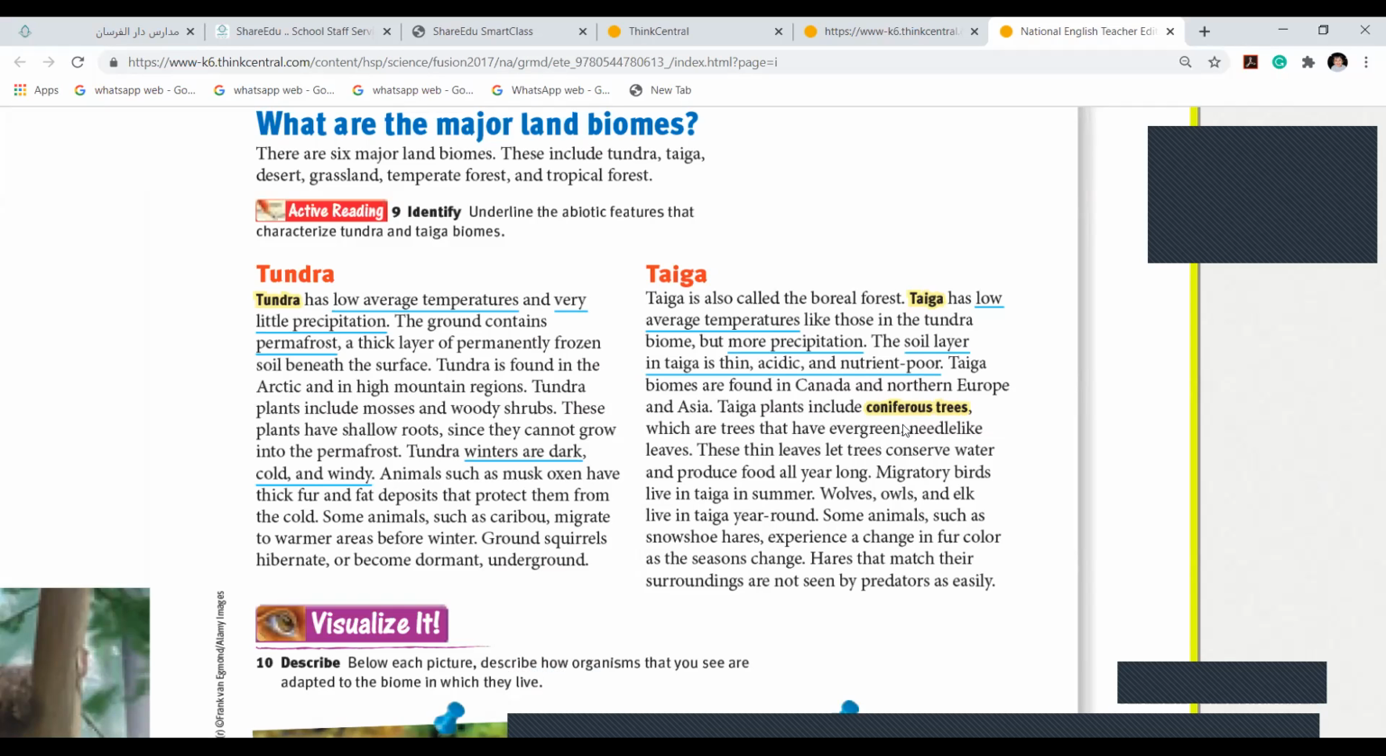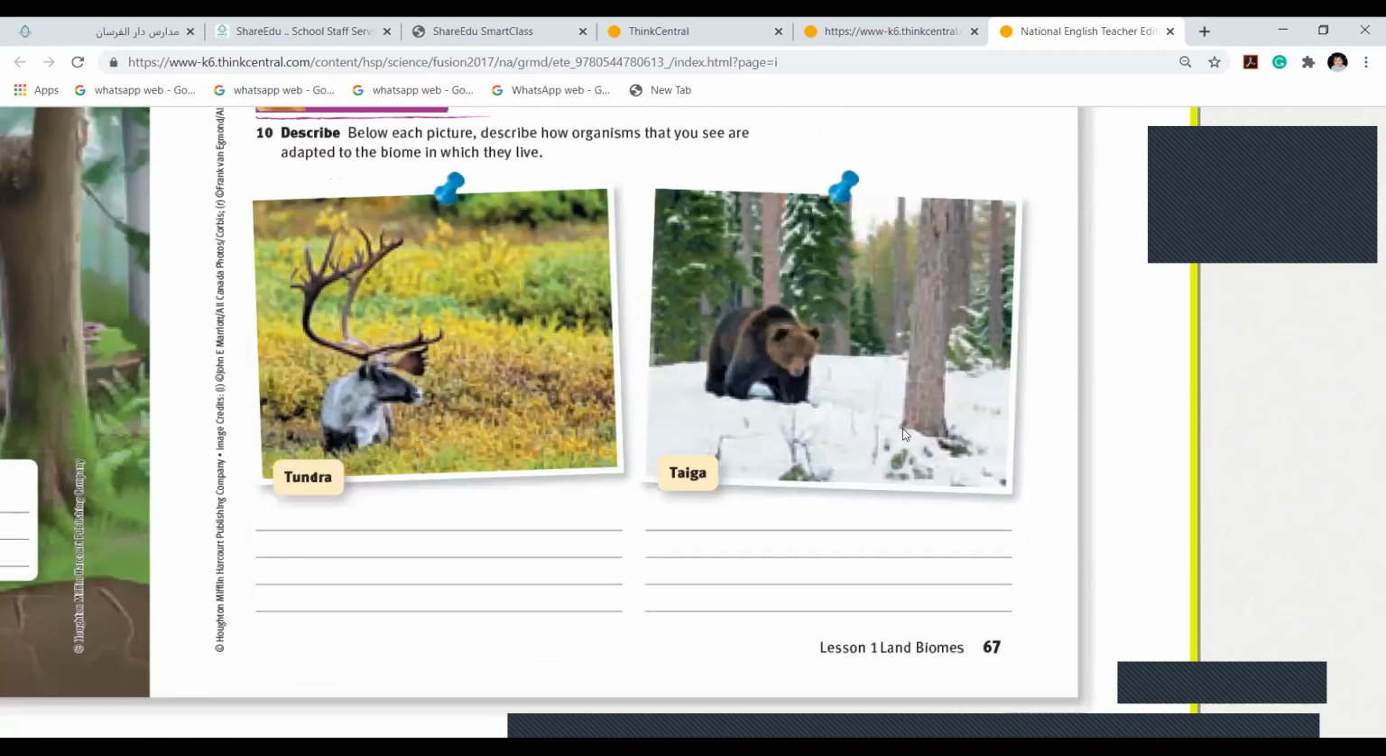Usually you see coniferous trees there. I have shown you the picture of coniferous trees. They are usually cone-like trees. Okay, they look like cones.